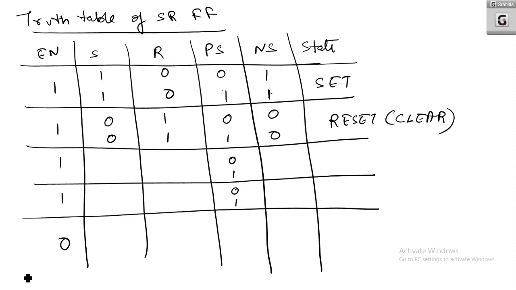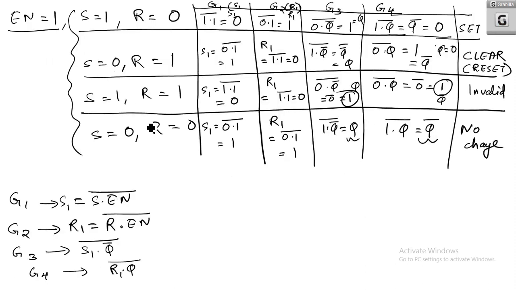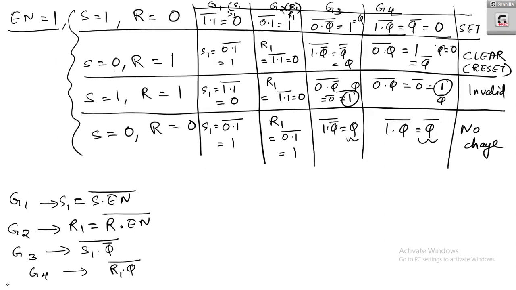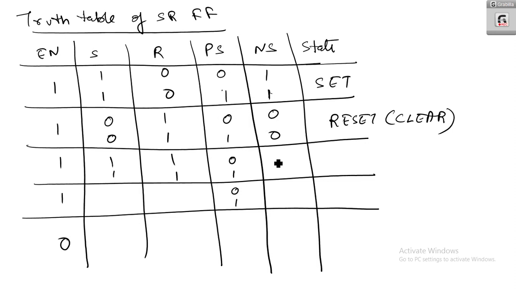Now coming to the next case, when S is equal to 1 and R is equal to 1. When S is equal to 1 and R is equal to 1, you don't know what the state is, because it is an invalid state. It is invalid, or we can term it as an intermediate state.